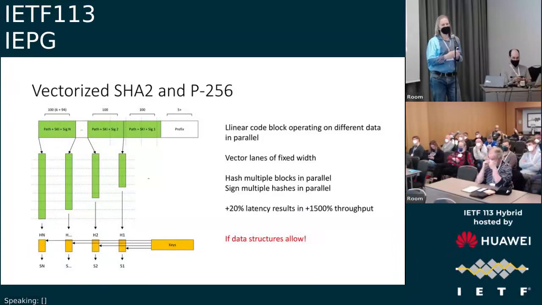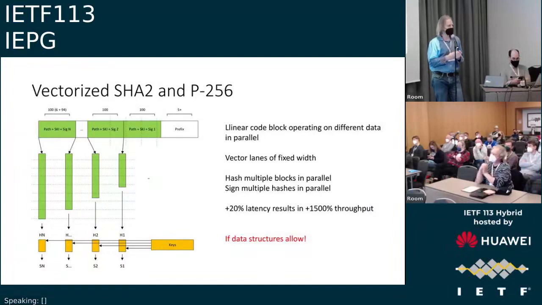Some implementations don't support a rotation, which is needed for SHA-2. Therefore, you need to implement that yourself by multiple shifts here and there, and then combining the result. Overall, it's around additional 20% of latency, but this gives you roughly 15 times the overall throughput performance. Therefore, if your implementation allows, you can easily talk about the order of magnitude speed up for signature generation and validation. And then the yellow part is the actual key generation or signing or validation part.